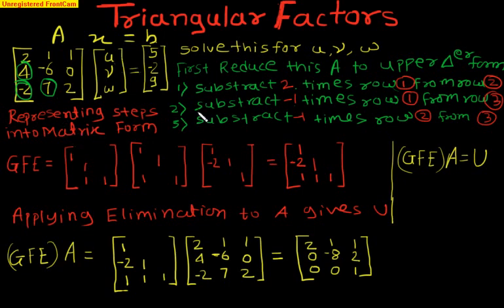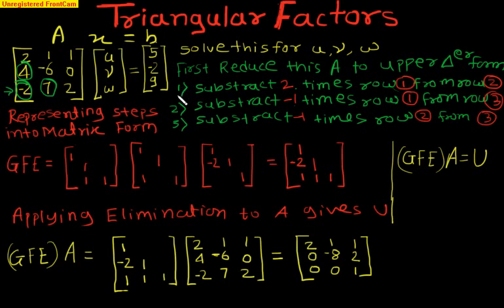I have written a few steps to make 0 at those positions. These are the steps written in green marker. To make 0 here, we will subtract 2 times row 1 from row 2. Then the next step is to make 0 at this point, where we will subtract minus 1 times row 1 from row 3. And the third step we will see later.